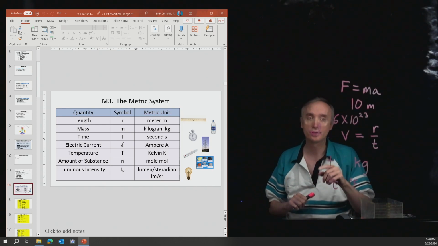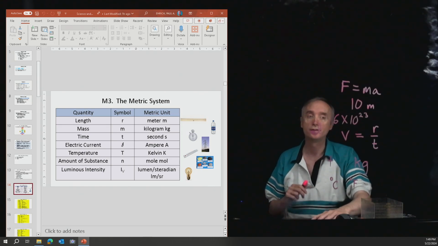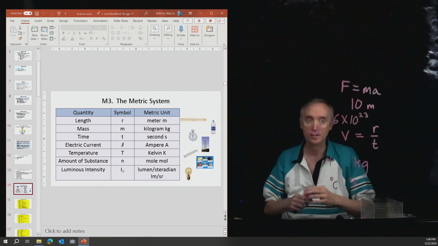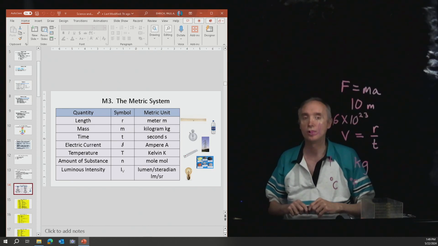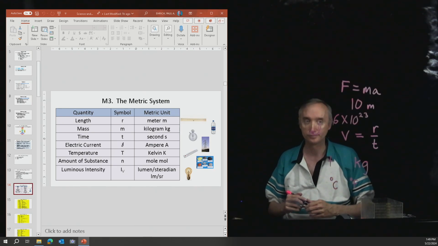Then the last thing there is luminous intensity, and this is going to be the brightness of an object. And in astronomy, we do deal with the brightness of stars, but we're going to use a different unit instead of this one here called luminous intensity. So again, these are the 7 basic quantities in the metric system, and then by combining them, we'll be able to come up with other quantities.